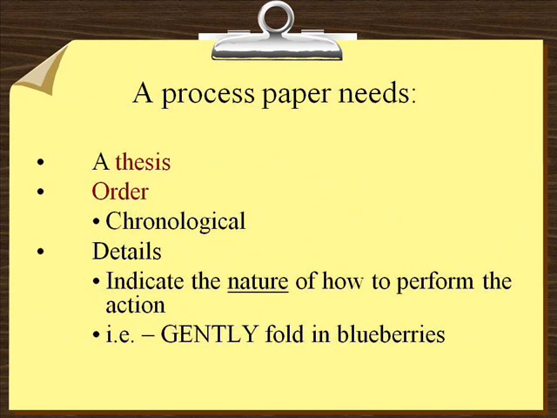Just as with those papers that we have studied before this, a process paper needs three things. It needs a thesis, it needs order, and it needs details. As far as the details go, you need to make sure that you tell the readers how to perform the action. If you're making blueberry muffins and you come to the part of the recipe where you add in the blueberries, you need to make sure that you tell the budding chefs that they need to gently fold in the blueberries. Otherwise, you might have purple muffins. In addition, the only kind of order that you can use for a process paper is chronological.